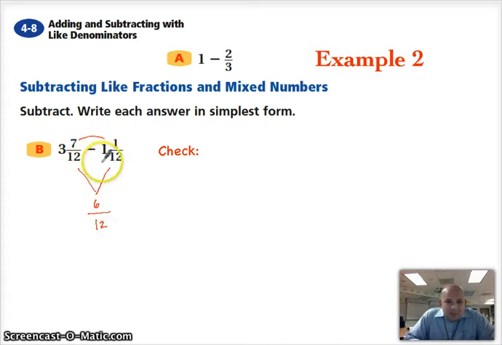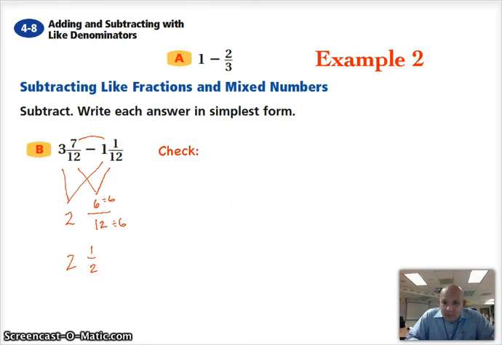After we subtract the fractions, we subtract the whole numbers. 3 subtract 1 is 2. So we have 2 and 6/12, which, once again, we have to simplify. So I can divide both top and bottom by 6. And I'll get 2 and 1/2.